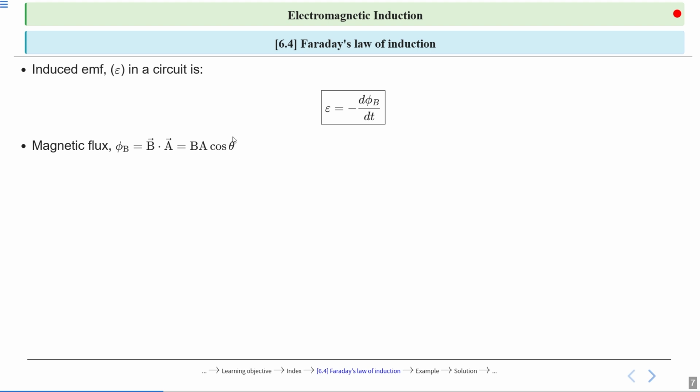And the third is changing the orientation of the coil with respect to the magnetic field. We did that in moving charges and magnetism, torque on a coil. The coil is rotating in the magnetic field, so we are changing the orientation of the coil with respect to the magnetic field.